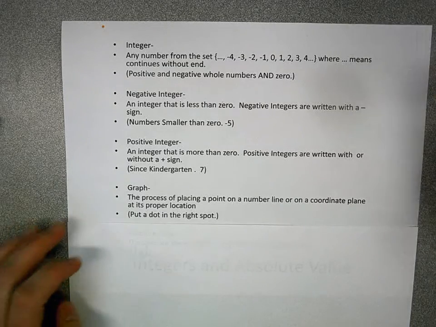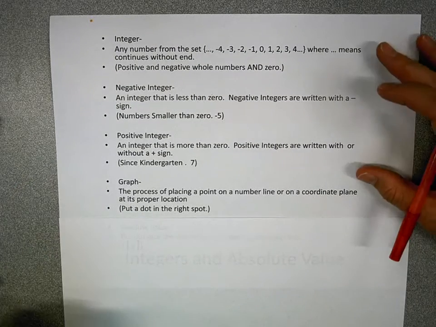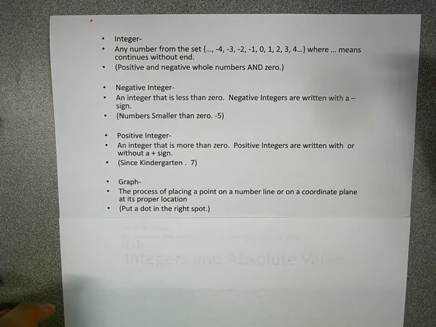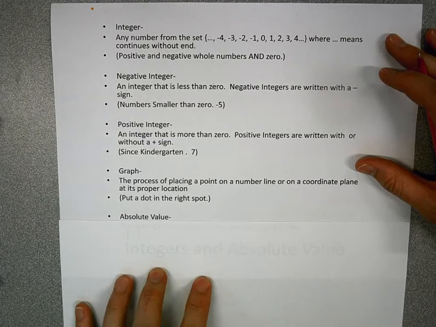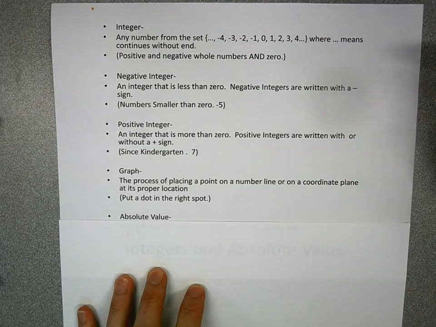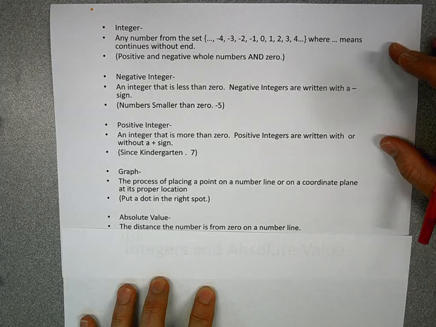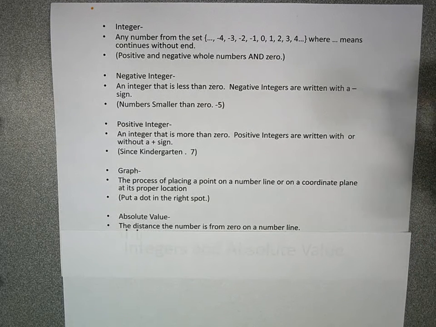Okay, and then the last word or phrase that is part of our vocabulary that maybe you haven't seen before is the phrase absolute value. Everyone? Okay, so the absolute value, it's as simple as this. It's the distance the number is from 0 on a number line. So the number 8, for example, is 8 spots away from 0. So the absolute value is 8. The absolute value of 4 is 4 because it's 4 spots away.